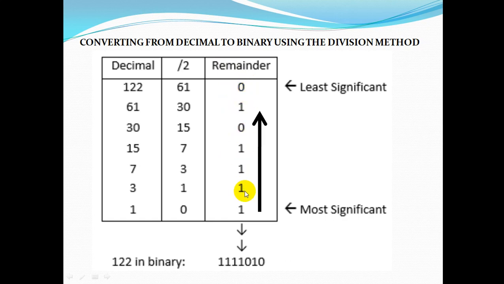Now look at the numbers, the binary equivalent of these numbers. How do you pull them out? You pull those numbers out from the bottom to the top. That's why you're seeing this arrow facing from bottom to top. Now we're going to say 1 1 1 1 0 1 0. This is the binary equivalent of 122. 122 in base 10 is equivalent to 1 1 1 1 0 1 0 in base 2. That is the way you convert from decimal to binary using the division method.